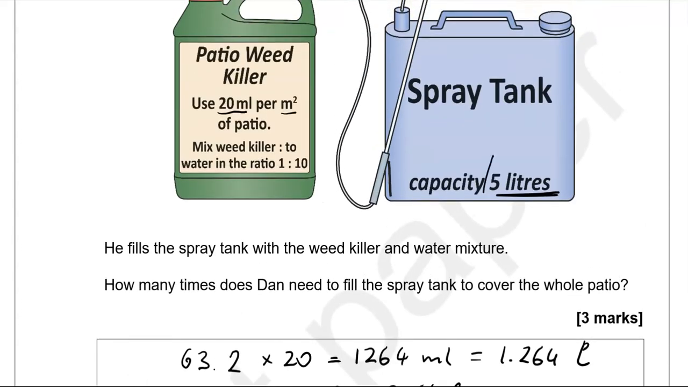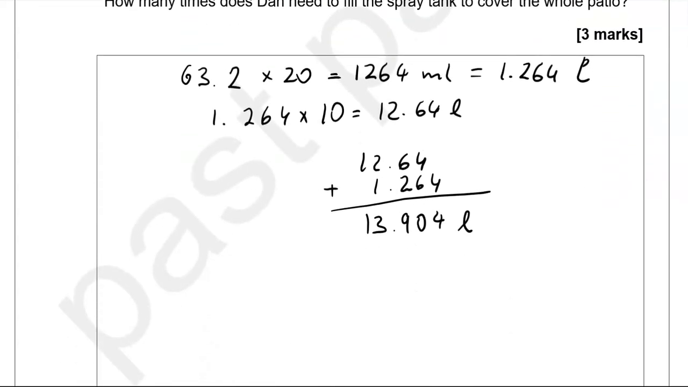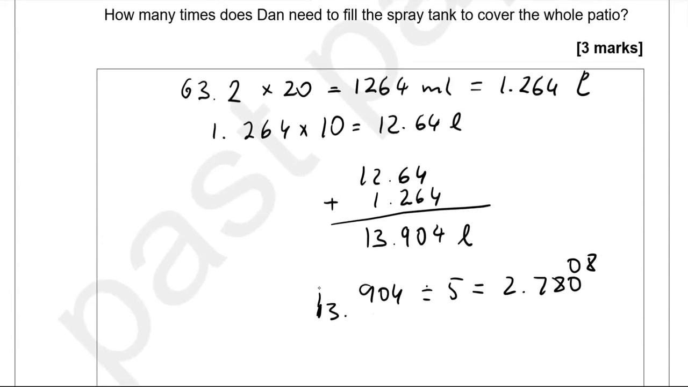The capacity of the tank is 5 liters. So how many 5 liters would fit into this? So that would be 13.904 divided by 5, which gives us 2.7808. So that is 3 times.